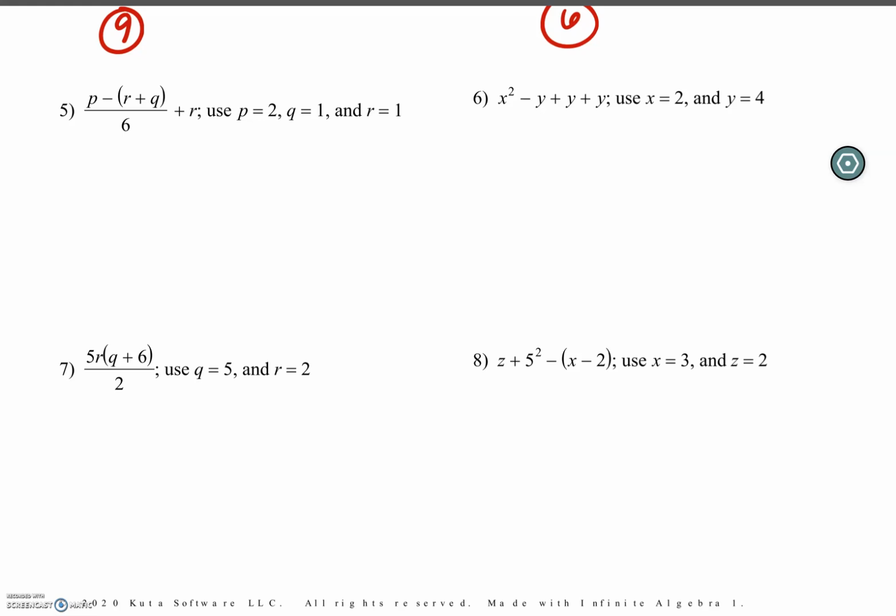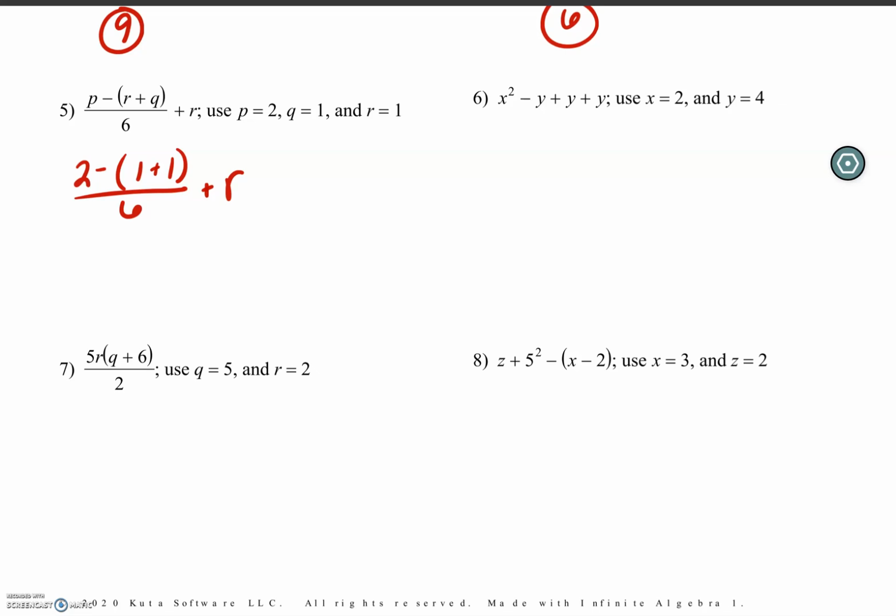All right, we have p minus the quantity of r plus q, all over 6 plus r. We're going to use 2 for p, 1 for q, and 1 for r. So my new problem becomes 2 minus the quantity of 1 plus 1, divided by 6 plus r. And here is yet another example of why PEMDAS is not something you follow to the letter. It's more of a guideline than a set-in-stone rule.